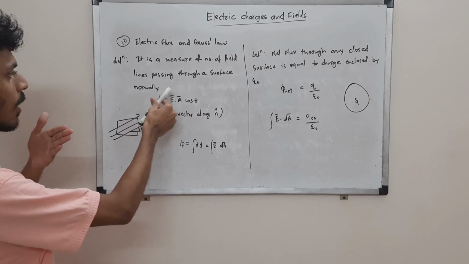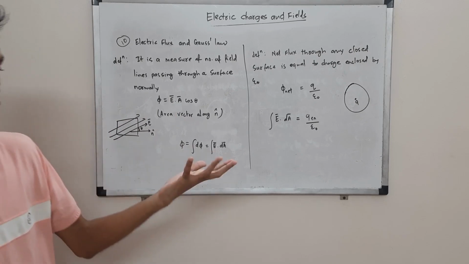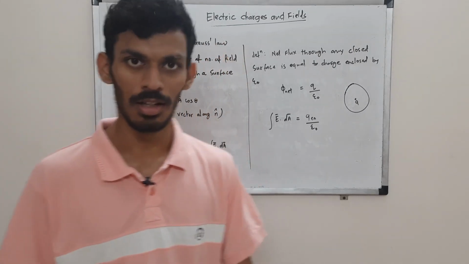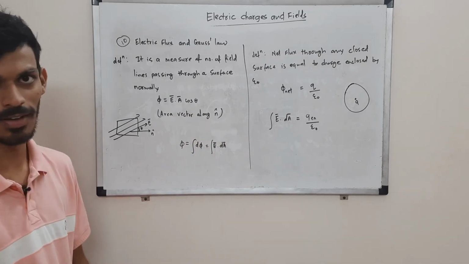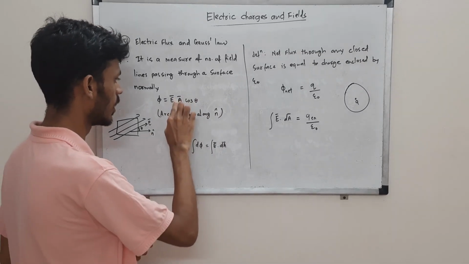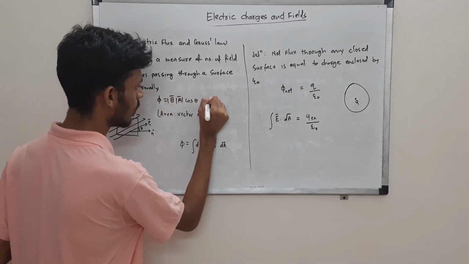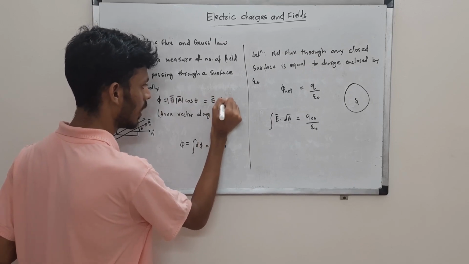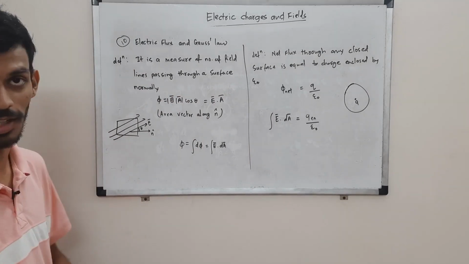So we take only that component of E which is along the direction of the area vector. So E dot A, or EA cos theta. That is the definition of flux. Either you can say E dot A or EA cos theta, it's nothing but E dot A. So I hope the definition of flux is clear.